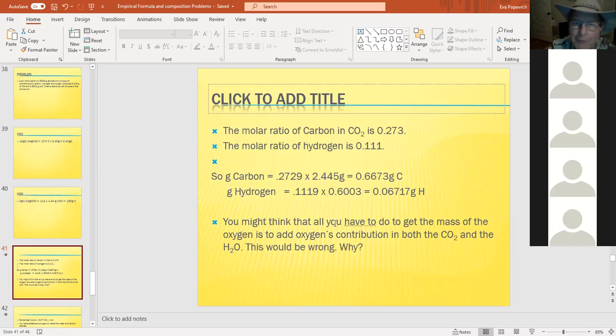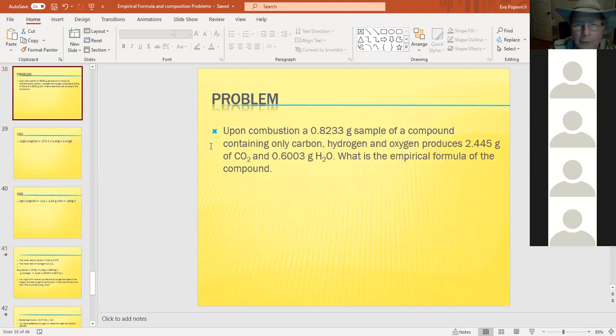But there is something you can do. You've got the weight of carbon, you got the weight of hydrogen. Don't you have the weight of the whole compound? All you have to do is take the weight of the whole compound, subtract the weight of the carbon, subtract the weight of the hydrogen. That gives you the weight of your oxygen.